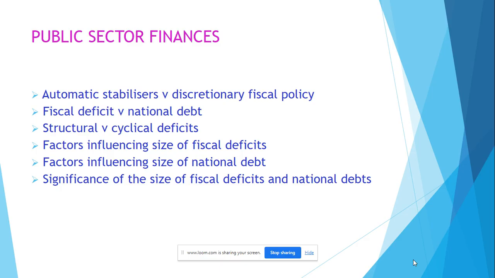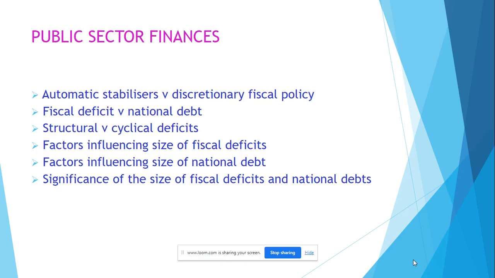That's the same thing as a budget deficit or a budget surplus. That's just calculated annually. A fiscal deficit means that government spending is greater than tax revenue. A fiscal surplus means that government spending is less than tax revenue.